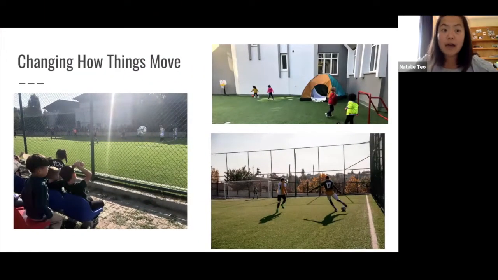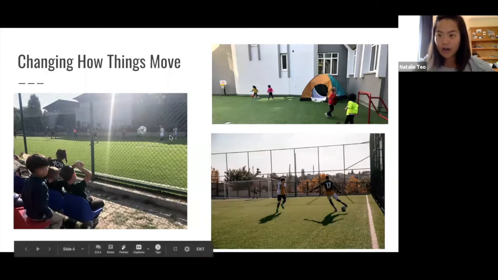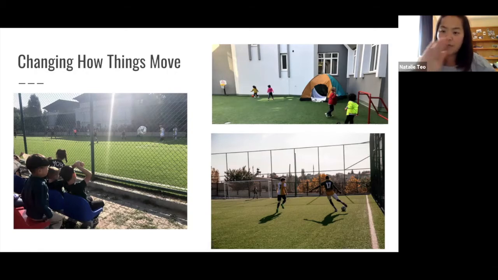Next, we have changing how things move. So things can move in lots of different directions, but can we also change how they move? Yeah, what are some ways we can change how things move? By kicking, yes, or pulling. Yes, and we can change how they move either forward or backward, right? And over here, we can also see how gravity works. So here are some clips to show you how to change how things move.